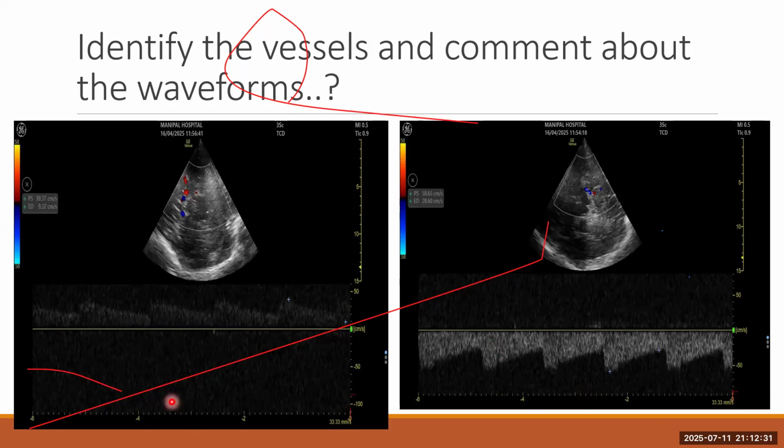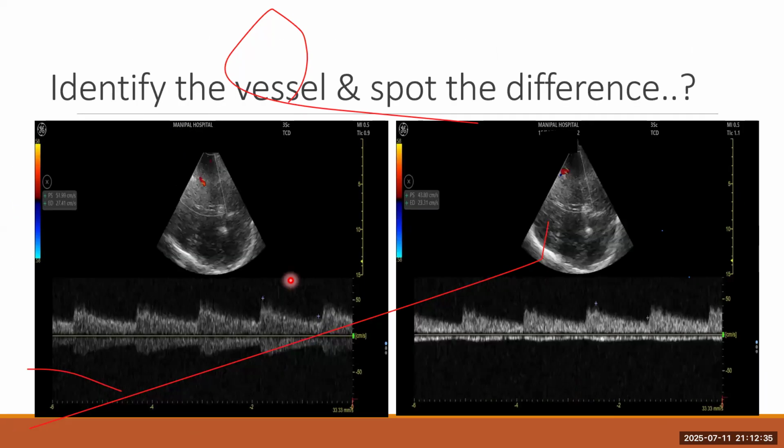Any other comments about this? Okay, we'll go to the next one. Identify the vessels and spot the difference. This, I think we had a discussion. This is a transtemporal ipsilateral. This is again a bifurcation insonation representing MCA and ACA, whereas this is MCA and the middle cerebral vein.